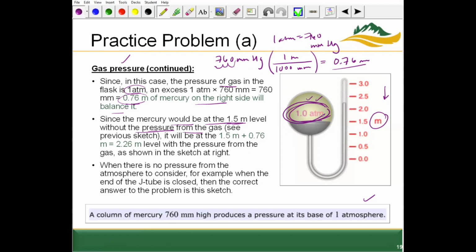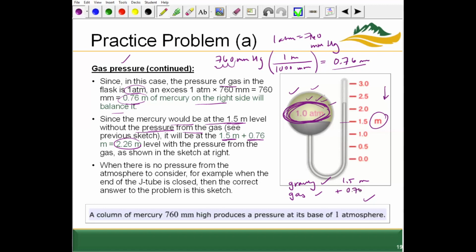But with the addition of this 1 atmosphere from the gas that's in the flask, then we're no longer staying at 1.5 meters. We need to take 1.5 meters, then account for the pressure from the gas in the flask. So 1.5 meters plus this pressure that's caused by the gas is equal to 2.26 meters. This is taking into account the fact that gravity causes the mercury level to be at 1.5 meters, but now from the gas in the flask, we're adding on whatever pressure was in the flask.